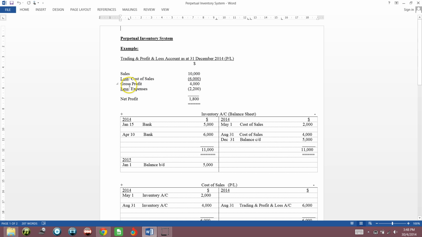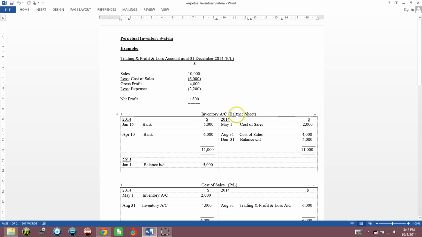Sales less cost of sales, you get gross profit, minus your expenses, many types of expenses: advertising, stationery, wages, salaries, rental. All these expenses added together come to 2,002. Then I get my net profit. This is an example I'm showing you.